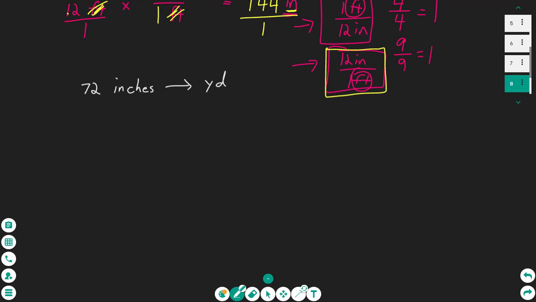So if I have 72 inches and I'm trying to convert that into yards, we want to use unit multipliers. So we want to take 72 inches, and I'm going to write that as a fraction over 1. And I'm going to multiply that by something. I don't know what that is yet, but eventually I want that to equal something in terms of yards, because that's what we're trying to get to.